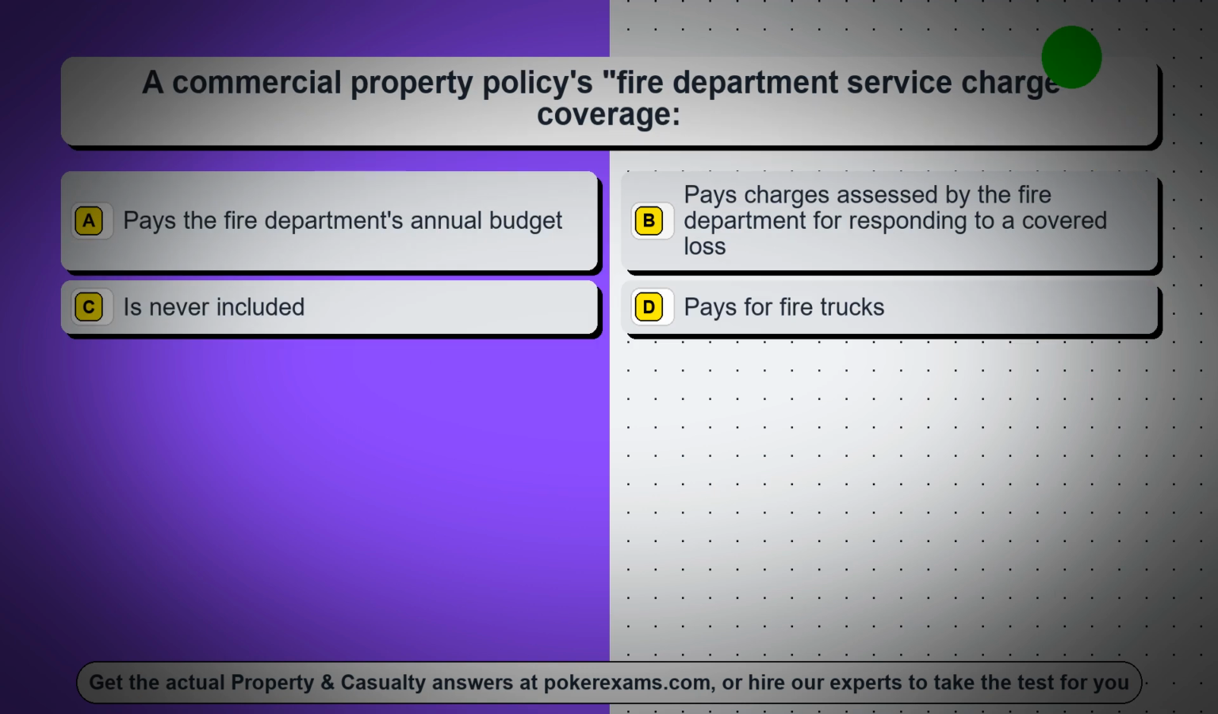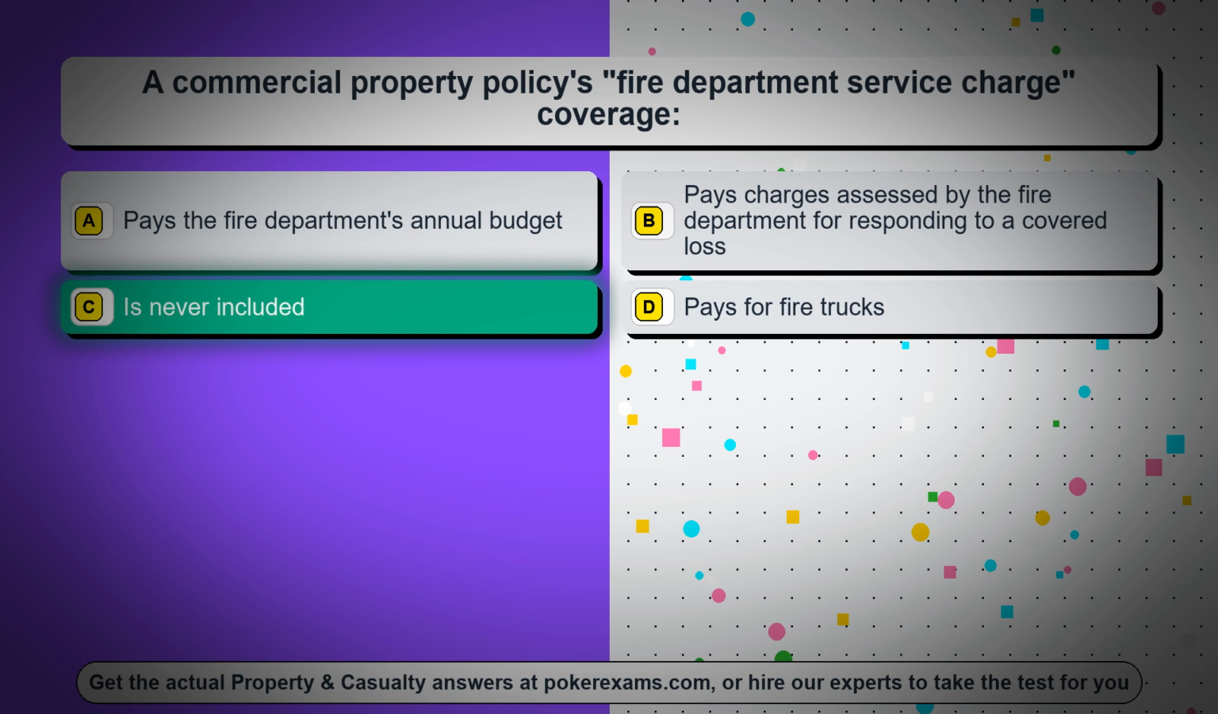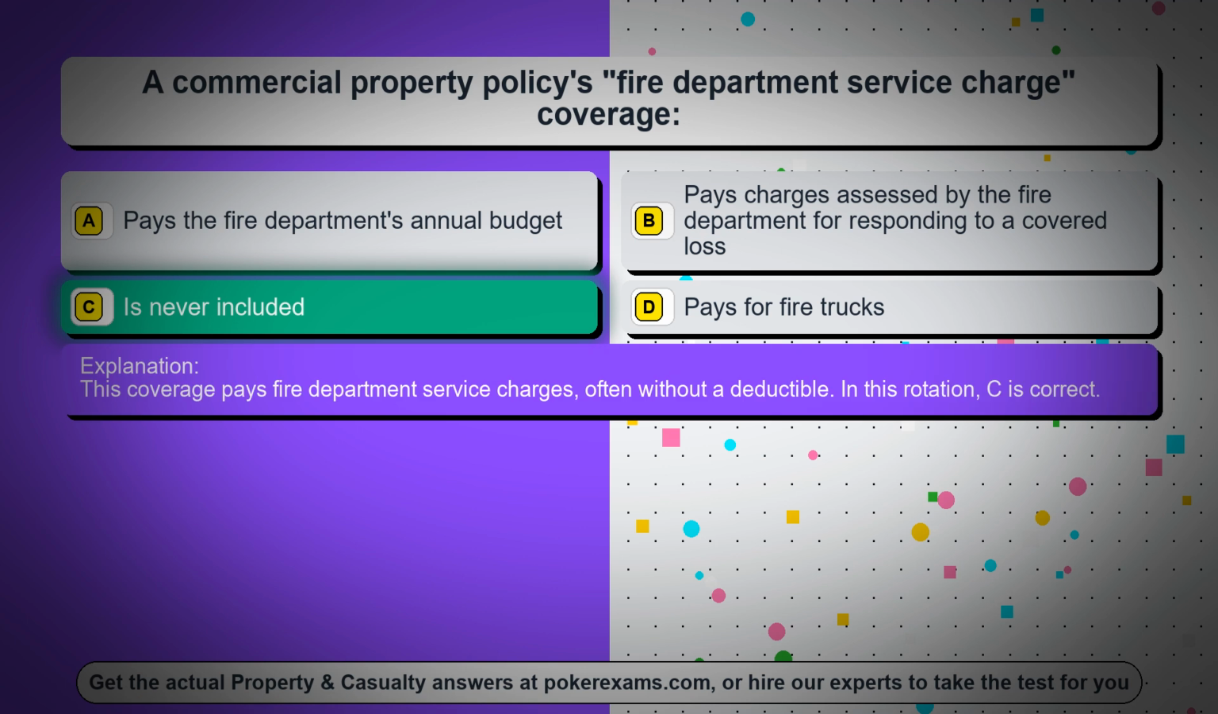Question 67. A commercial property policy's fire department service charge coverage: Option A, pays the fire department's annual budget. Option B, pays charges assessed by the fire department for responding to a covered loss. Option C, is never included. Option D, pays for fire trucks. The correct answer is option C, is never included. This coverage pays fire department service charges, often without a deductible. In this rotation, C is correct.